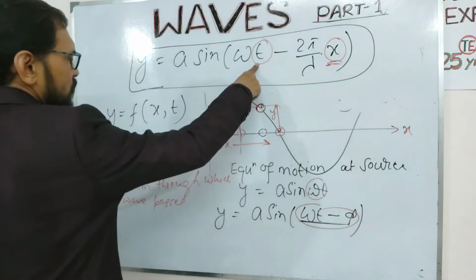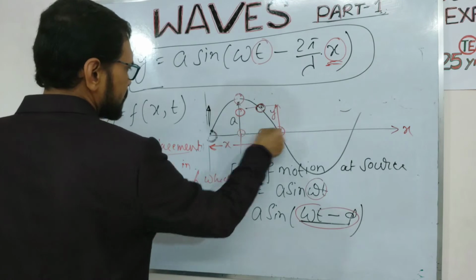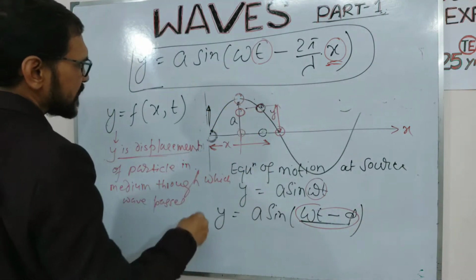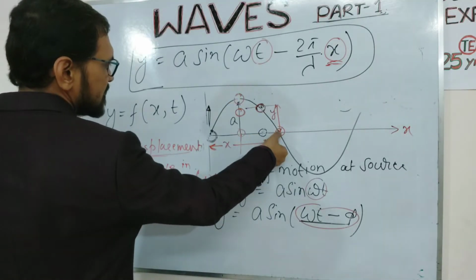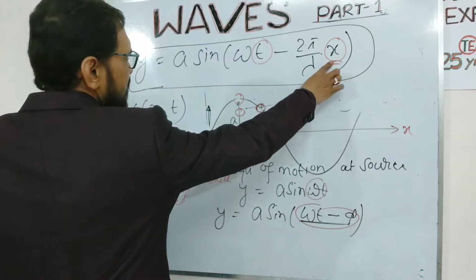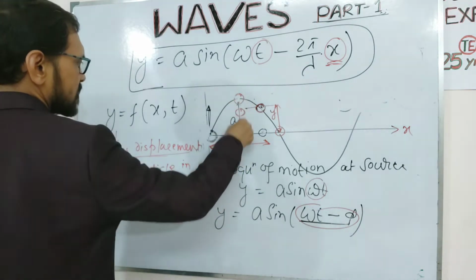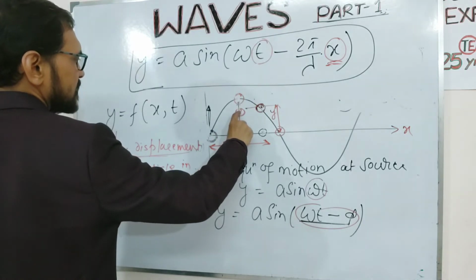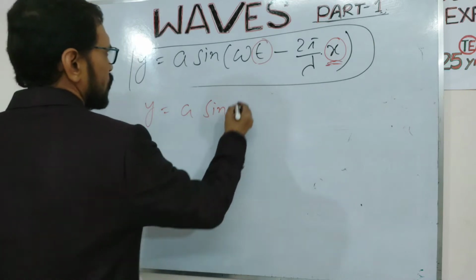When t is constant, we consider an instant, and different particles, that is particles at different positions, have different values of y, because if we take a photo, this particle is at this position and this particle is at that position, so y is different. Now if x is constant, it means we consider the same particle, so the same particle oscillates, that is its displacement y is different at different times, y equal to a sin omega t.